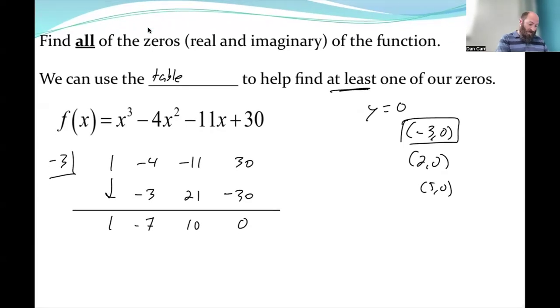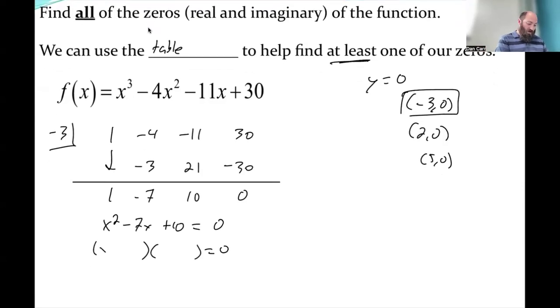Then this is a quadratic, so that's 1x squared minus 7x plus 10. To find my other two zeros without going to the graph, I can factor this and see what I get. That's going to turn into (x minus 2)(x minus 5), and then x minus 2 equals 0, x minus 5 equals 0, so I get x equals 2 and 5, which is lining up to those two right there.